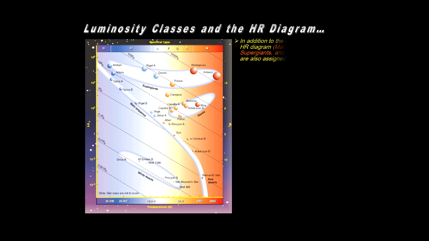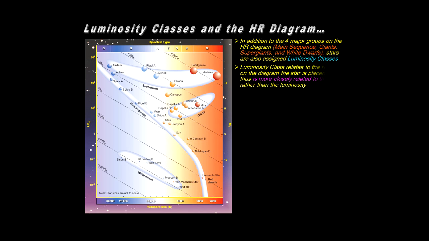We are almost done with our understanding of this all-important HR diagram. Let's consider again, however, the classifications where we put stars on the diagram. We have the main sequence, and we have the giants and the supergiants and the dwarfs. But we can give more specific luminosity classifications to the various stars. And it relates to the region on the diagram where the star is placed, more related to the size, actually, rather than the luminosity, although they are all related.